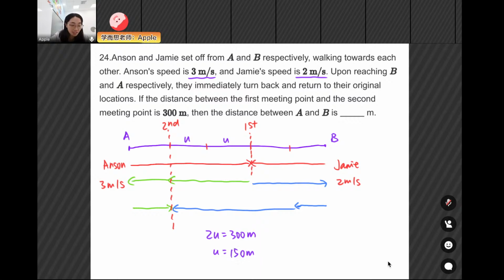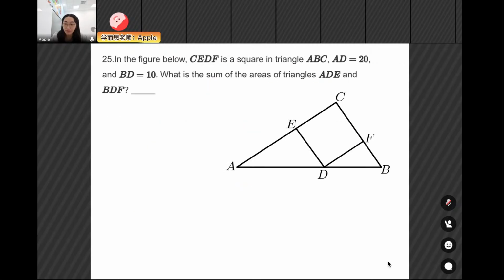Then what is the distance between A and B? The distance between A and B, you will see that there are 5 units. So 5u equals 5 times 150, that is 750 meters. Okay? The last one, 25.